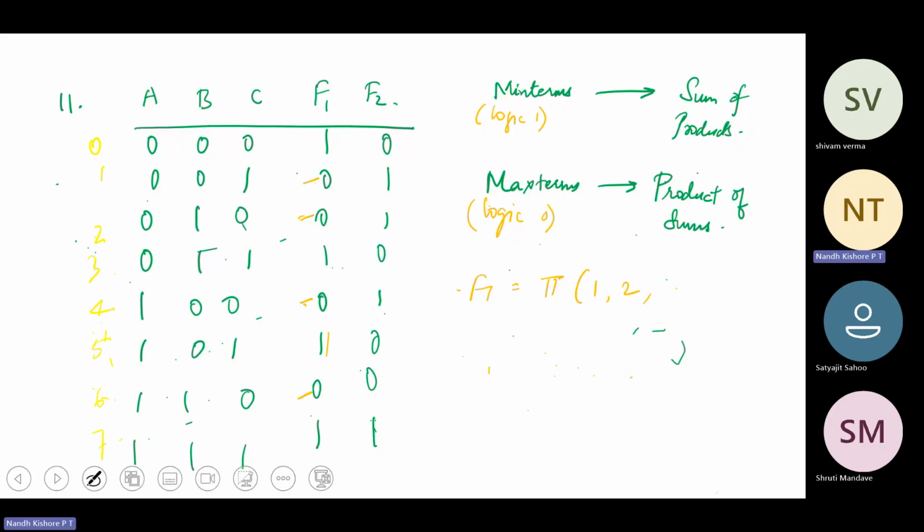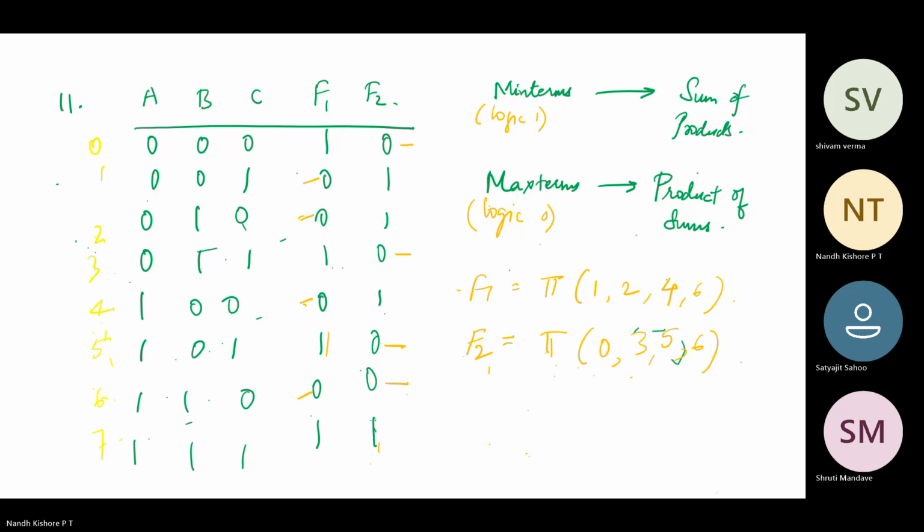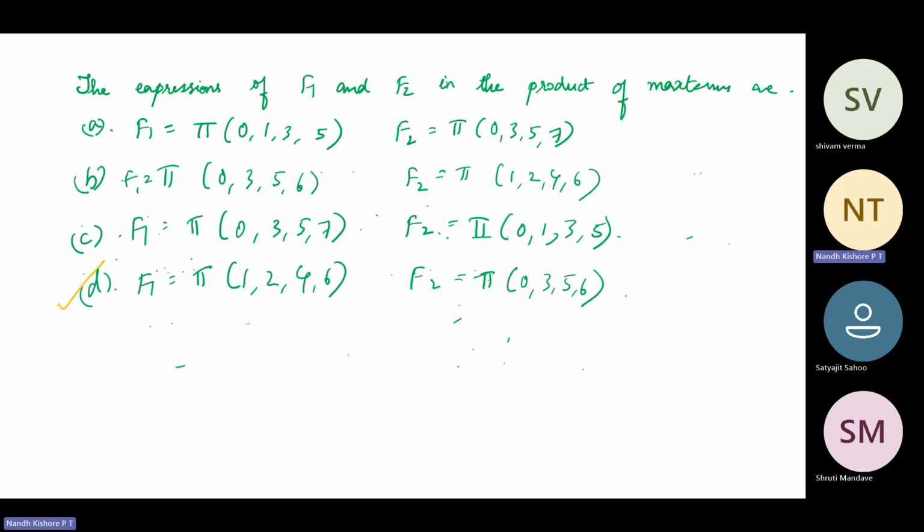1, 2, 4, and 6. Okay. What about F2? F2 is 0 here, here, here, and here, which means 0, 3, 5, and 6. Okay. Therefore, the option is D. Is this fine? For max terms, you should look out for where is the position of zeros. Okay, what is the position of zeros?